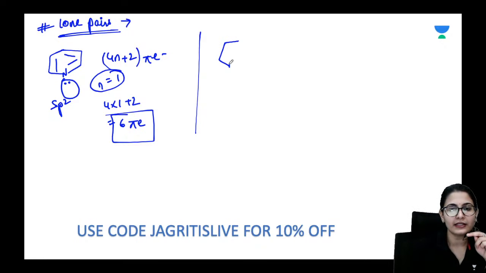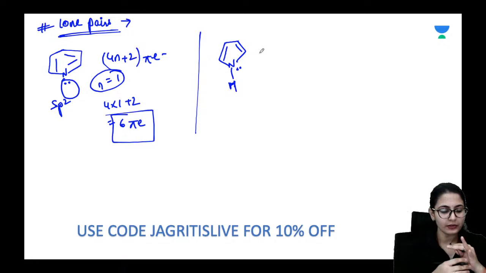But let's look at this molecule. Let's look at this molecule over here. So now are you going to include the lone pair?